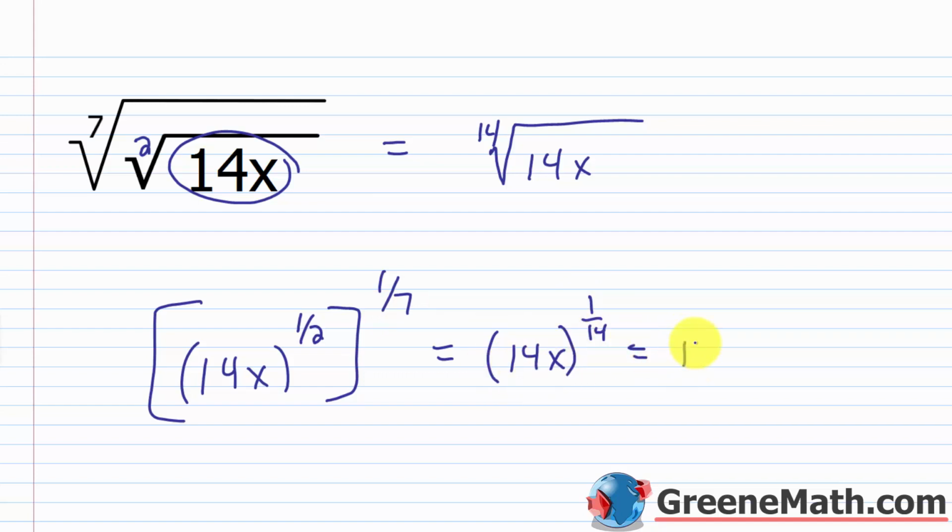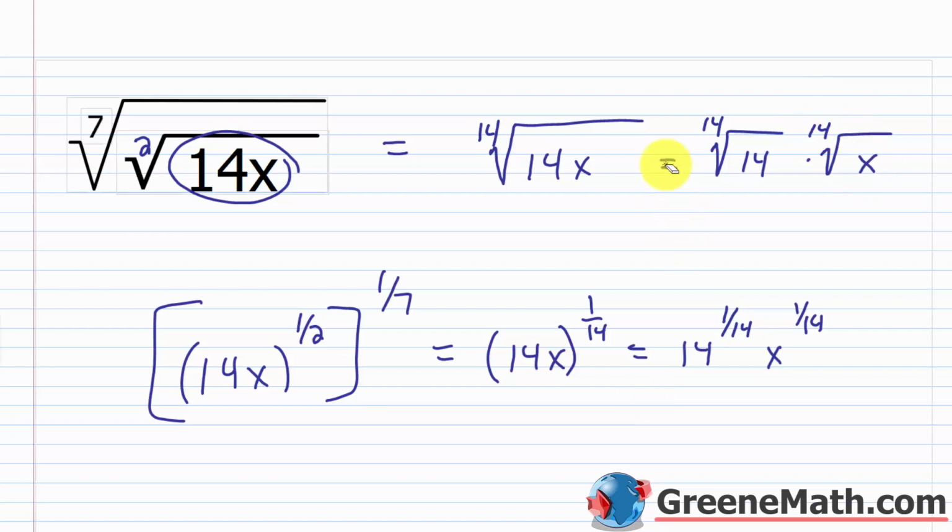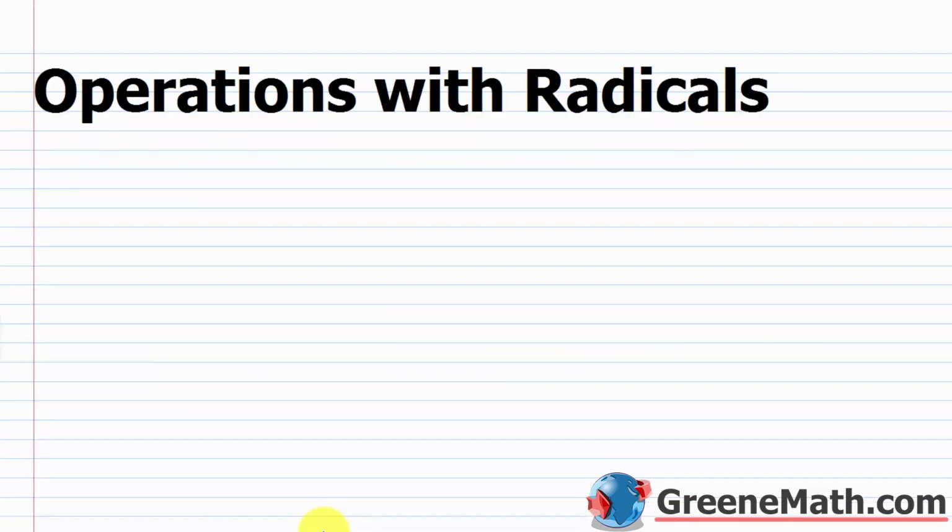So you could really write this as 14 to the 1/14 power times x to the power of 1/14, which is essentially what we have here, right? If it's inside of parentheses like this, it looks like that, but this is the same thing. They're equivalent because I could write this as the 14th root of 14 times the 14th root of x. But you wouldn't want to do that. So we would just leave our answer in this format and say that this is the 14th root of 14x.